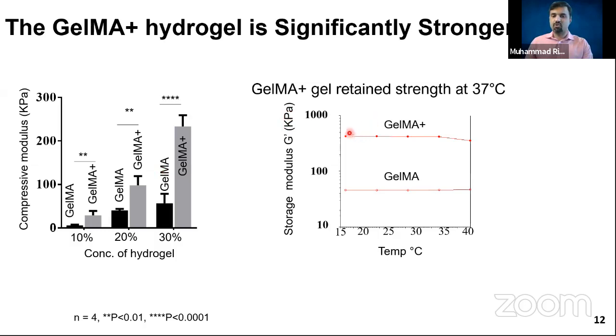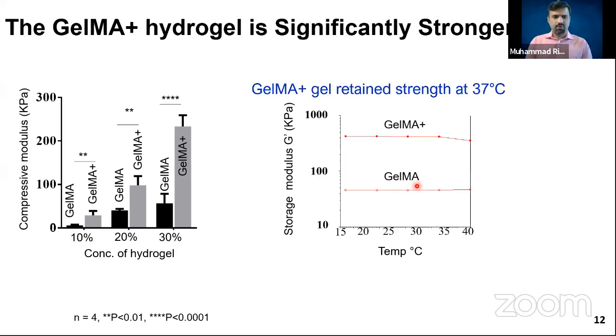And then most importantly, when we bring it to 37 degrees centigrade, we see that the strength really is maintained. It does not really go away. So GelMA Plus really holds its strength compared to a regular gelatin hydrogel. So this was great. It really solved the first challenge, that now we can make a thin film, and surgeons are really able to implant that film into the eye.